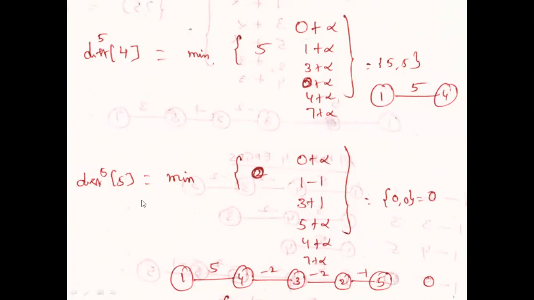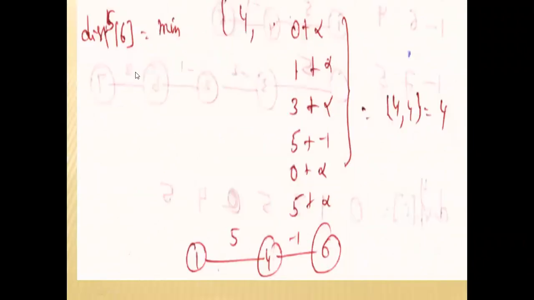Next one, distance power 5. There is no shortest path existing by using 5 edges. We are having only 4 edges. Next, same, distance power 6. Distance power 6 means we are having only a shortest path by using 3 edges.